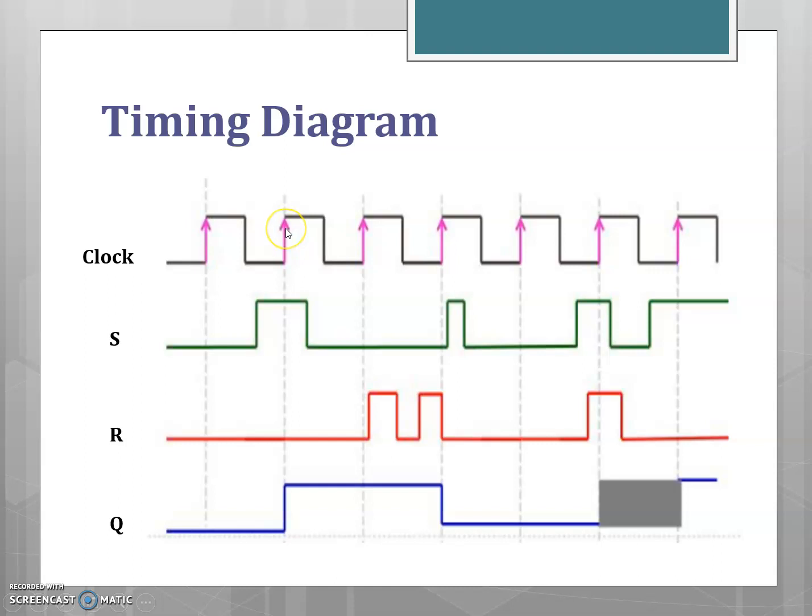For the next rising edge, S is equal to 1 and R equal to 0, so the output is equal to 1. And at this rising edge, S equal to 1 and R equal to 1, so it is an invalid state. It is represented by this blocked area.